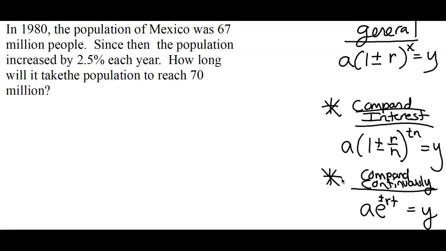So let's read the problem. In 1980, the population of Mexico is 67 million people. Since then, the population increased by 2.5% per year. How long will it take the population to reach 70 million? Kaylin, general, compound interest, or compound continuously? Which one? It is general, because I don't see either of those other keywords there. So this is our formula we're going with.